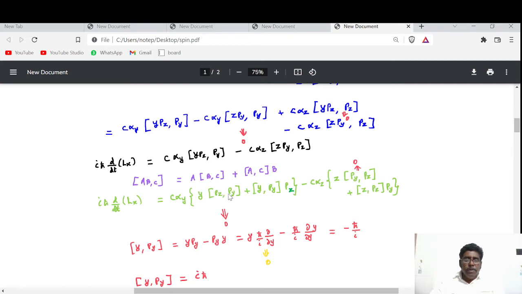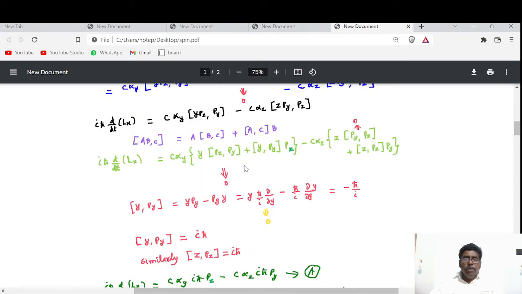Here inside the square bracket [pz, py] is present. pz and py commute with each other because the z component of momentum commutes with the y component of momentum, so this compartment value equals 0. In the same manner, the y component of momentum commutes with the z component of momentum, so this component is also 0. So the above equation is modified in this form.